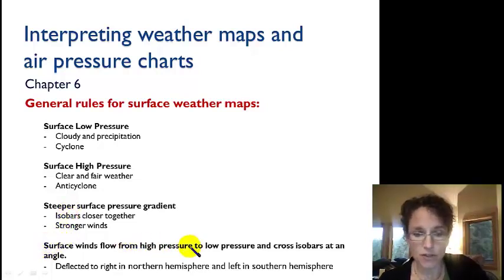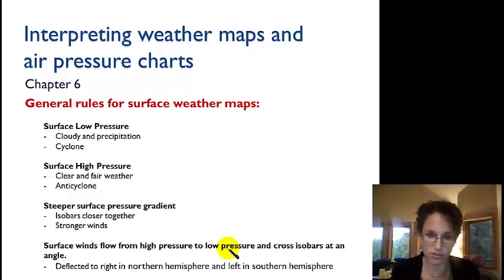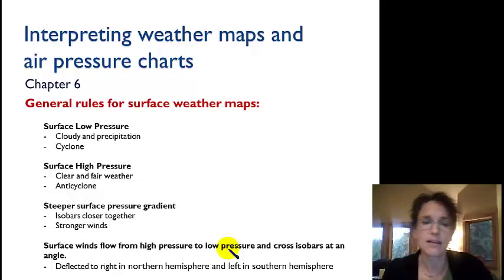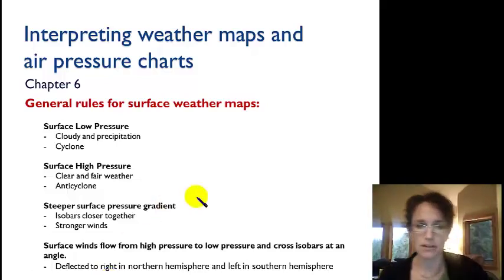Our surface winds flow from high pressure to low pressure, but remember there is the Coriolis effect as well as the frictional effect with the interaction of the air with the surface of the earth, and so therefore the winds are not going to flow directly from high pressure to low pressure, but they're actually going to cross the isobars at an angle. And in the northern hemisphere they're deflected to the right, and in the southern hemisphere they're deflected to the left because of the Coriolis effect.